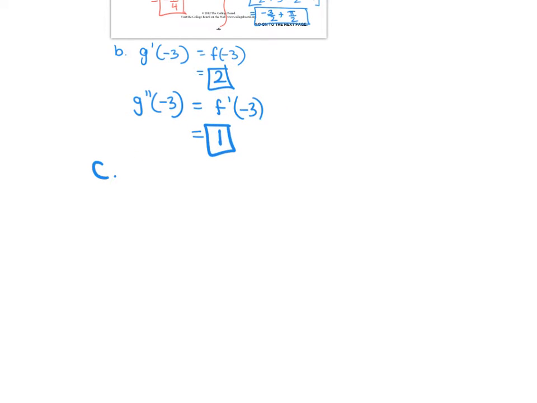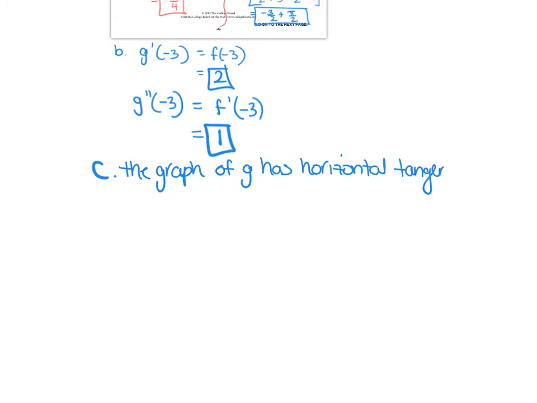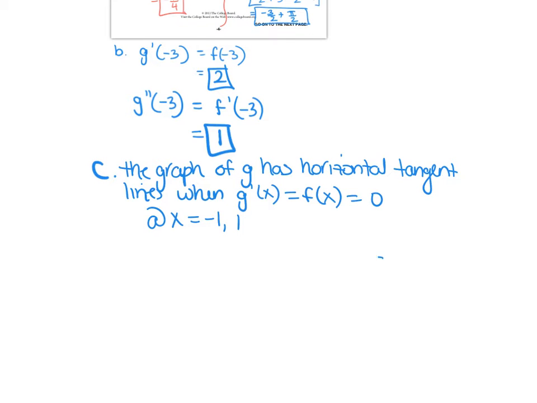So we'll say the graph of G has horizontal tangent lines when G prime of x, which equals f of x, equals 0. And that happens at x equals -1 and 1. So we're going to justify our answer. I'm going to use my number line.